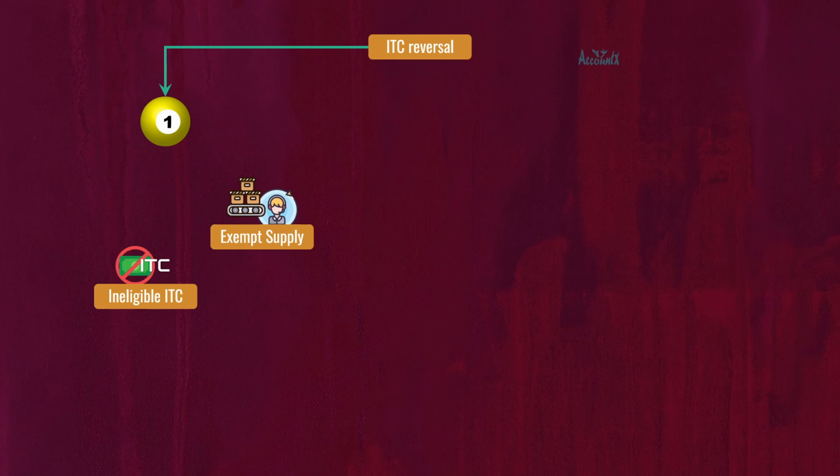Here you need to reverse ITC. For instance, GST that you pay on construction of an immovable property, say office. Even though the office is going to be used for the purpose of your business, you still can't avail ITC because it is specifically disallowed. Let us now talk about the next category.